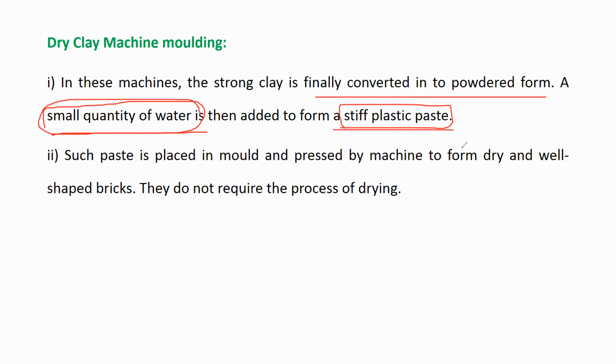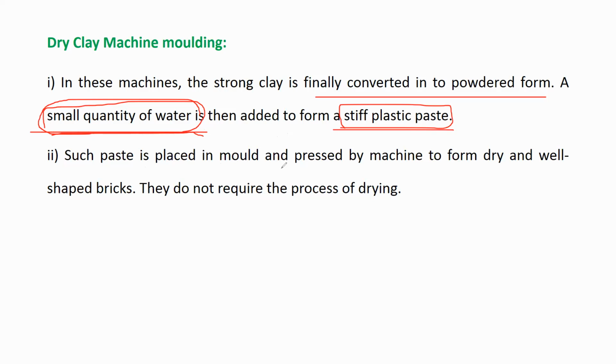That paste should be stiff and hard. If you add more water, it will become very soft. For dry clay machine molding, you should have a stiff plastic paste, so you should add very little water. This addition of water is required just to give the shape to the brick. Just to bring the clay into the shape of brick, we are adding a little amount of water.